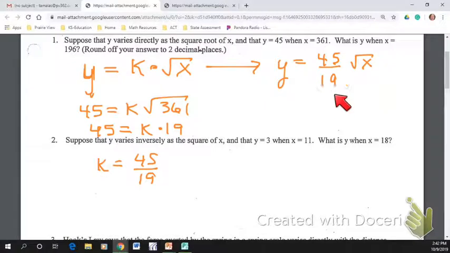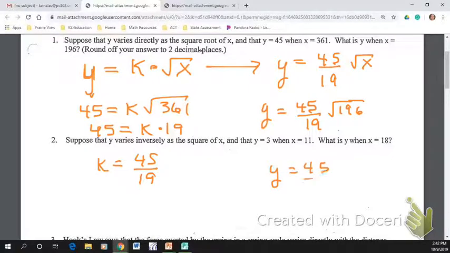So now that I have this equation, now I can plug in my last thing. It says, what is y when x is 196? So I'm going to replace x with 196. Y is going to be 45 divided by 19 times the square root of 196. That's 14. Y is equal to 45 divided by 19 times 14. Okay, so on your calculator, you want to take 45 divided by 19, then times 14, and tell me what you get. I need somebody to confirm that.